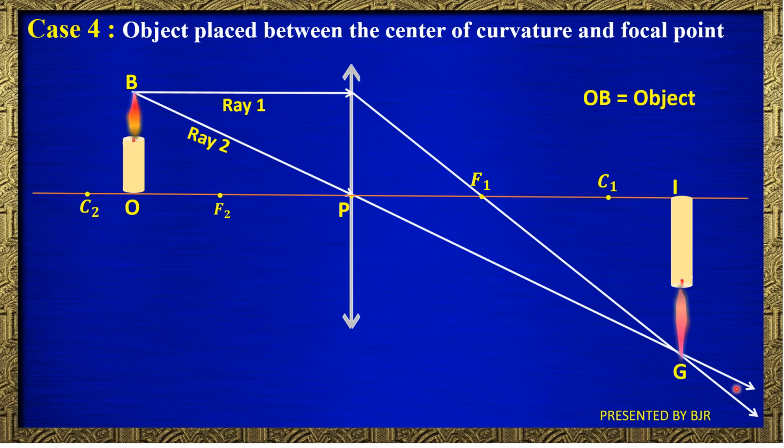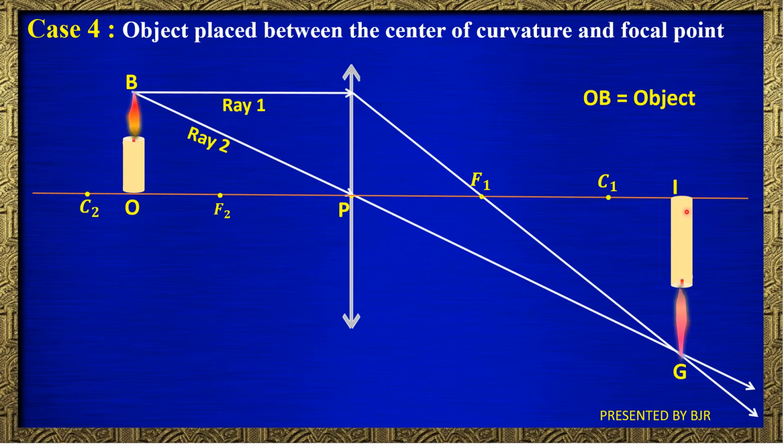Okay, IG is the image. Now let us write the properties of the image formed here. Location: where the image has been formed. In this case, the image has been formed beyond the center of curvature on the other side of the lens. So here the object is placed at one side, and the image is formed at the other side. Okay, so here the image has been formed beyond C, beyond the center of curvature on the other side.